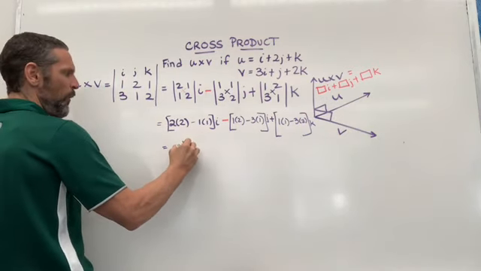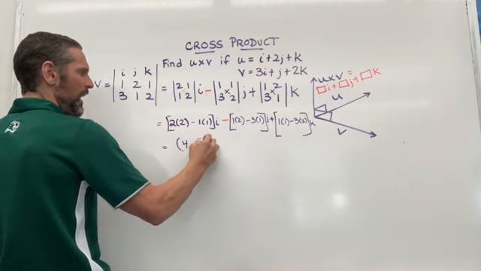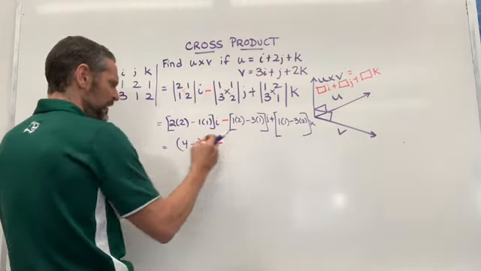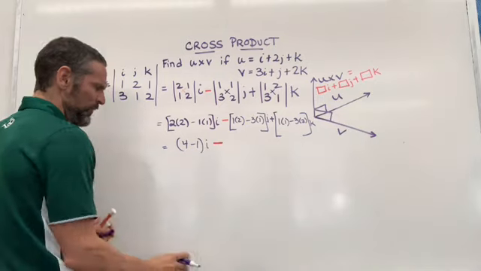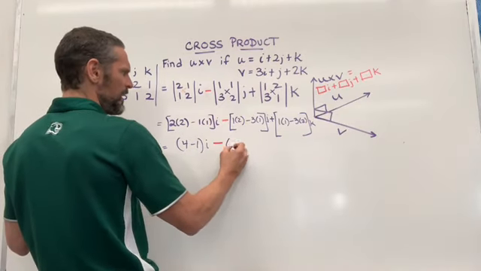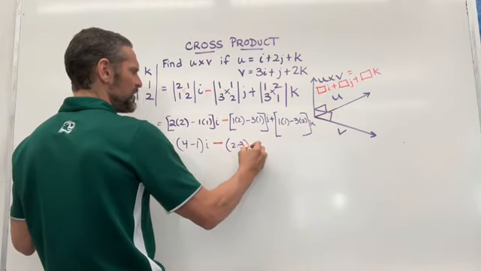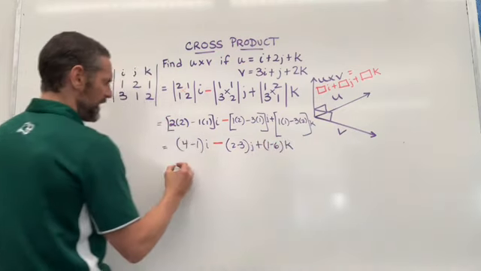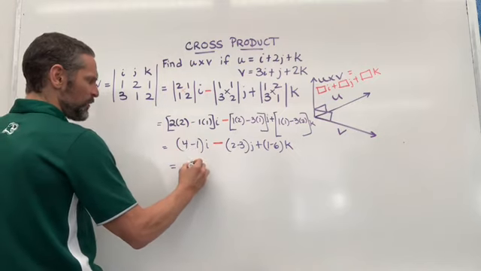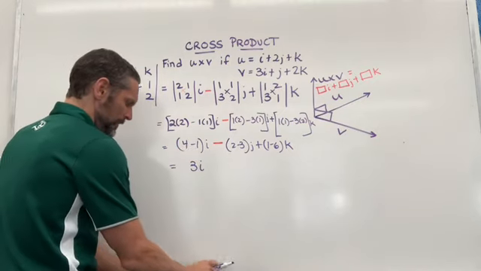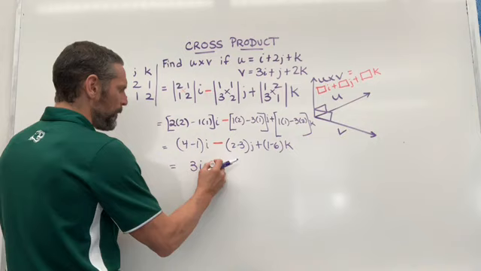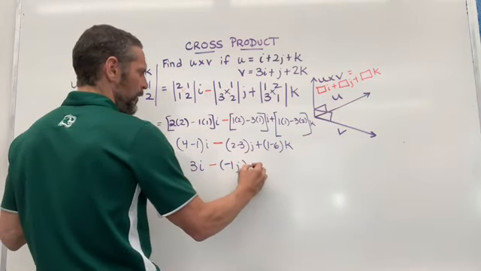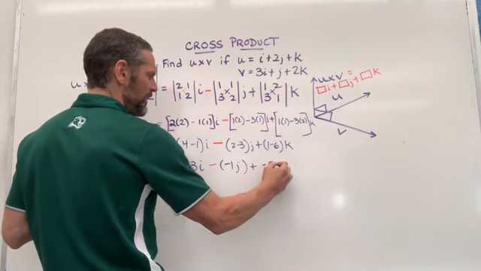This is going to be 4 minus 1, i, minus, careful, it's nuclear. Got to be very careful with this. This is going to be 2 minus 3, j, plus, this is 1 minus 6, k. And when we simplify, we get 3i, careful, minus negative 1j plus negative 5k.